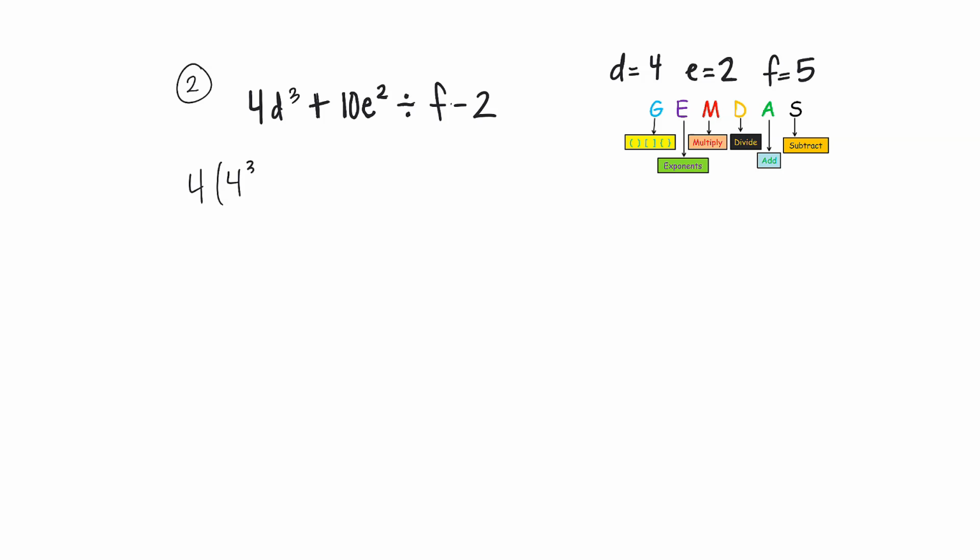So I have 4. There's a D there, so I'm going to put 4 plus 10. Then I have a space for E, which is 2. That exponent is with that variable, so we'll keep that together, divided by F, which I know is 5 minus 2. So now we're just going to go through the order of operations. The first thing I see is groupings, so I'm going to look for groupings. I see some parentheses here that need to be simplified, so I'll go ahead and rewrite my problem.